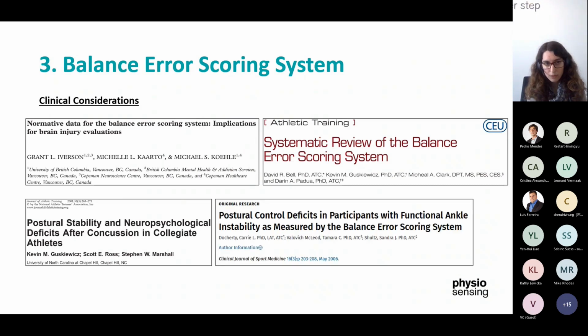Lastly, I would like to share this article by Carrie, who also used the balance error scoring system to find out that postural control deficits are present in participants with functional ankle instability. These results suggest that this protocol may also be useful in screening athletes for postural deficits following lower extremity injury.